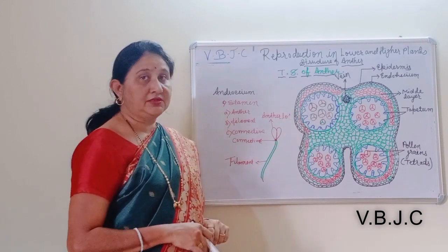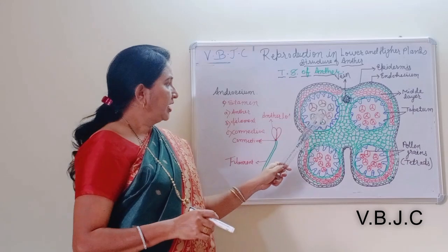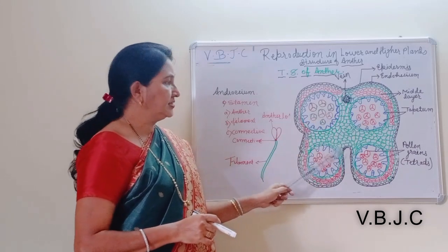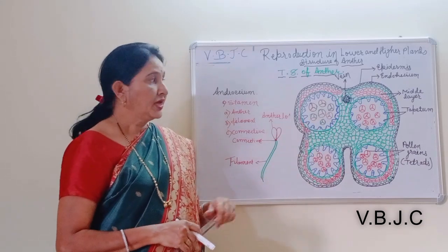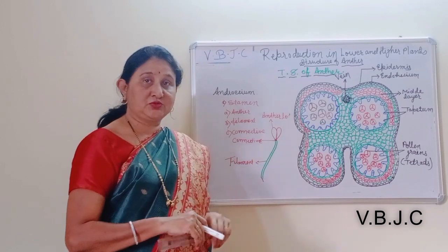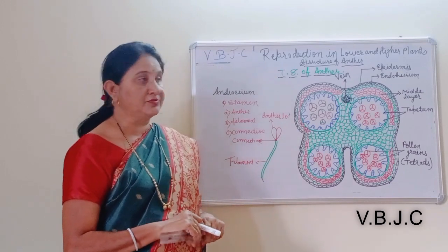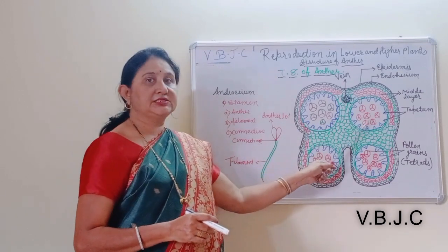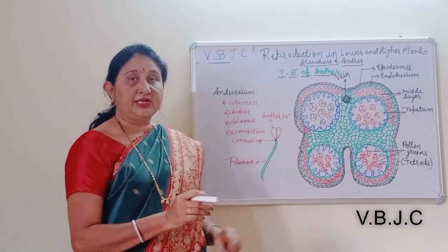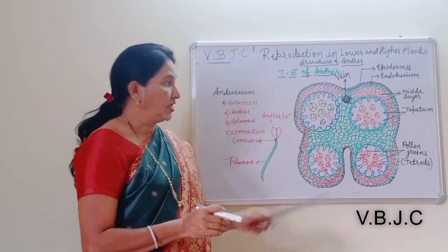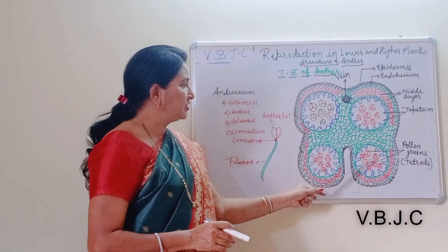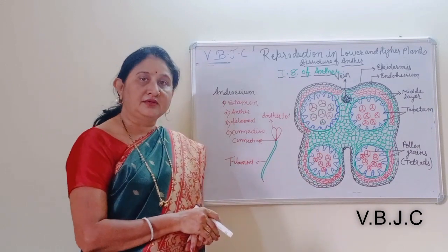Now one thing that's very important: this type of anther is a dithecous anther. Monothecous anthers are also there in some species of angiosperms, where only 2 pollen sacs are present, which is known as monothecous. Here the 4 pollen sacs which are present are known as a dithecous anther.